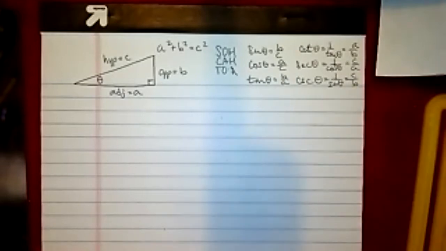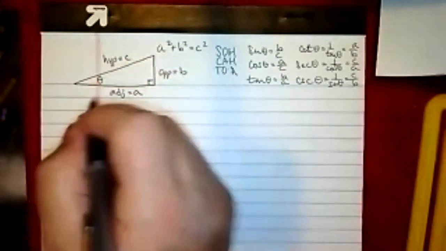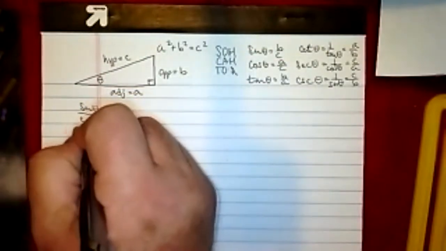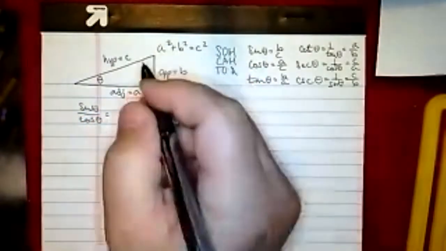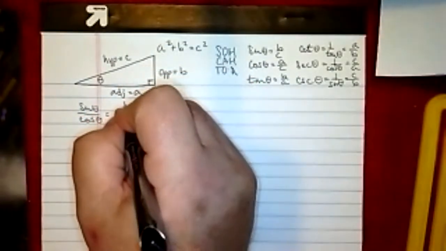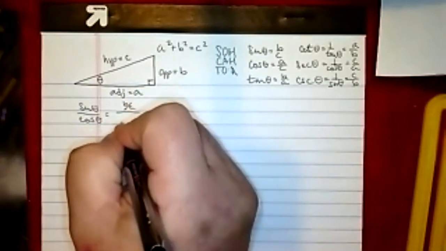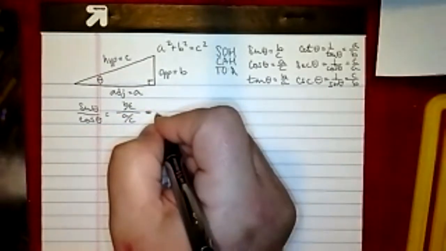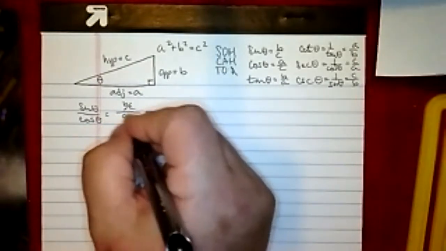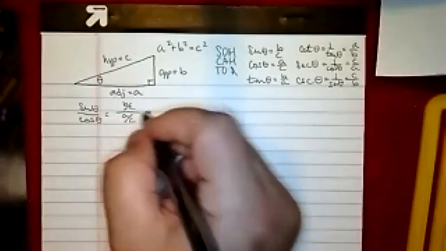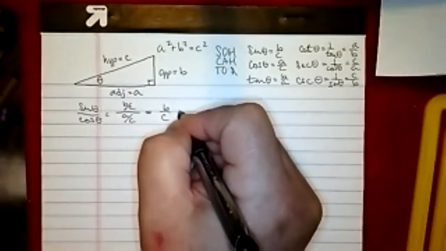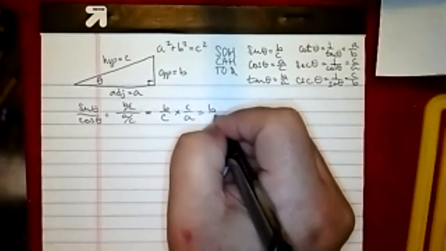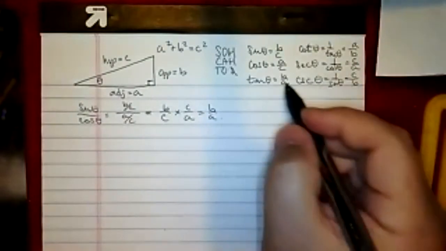So we can automatically see a few things. One, I already showed you, I've done it twice now, but basically if you take sine theta and divide it by cosine theta, you end up getting B over C divided by A over C. And remember, when you divide by a fraction, that's the same thing as multiplying by the reciprocal of that fraction. So I'm going to take that bottom one and flip it over. I'm just going to take B over C and write it as is. And I converted that division into multiplication. And you get B over A. Well, if you look over here, you see that B over A is in fact tangent.